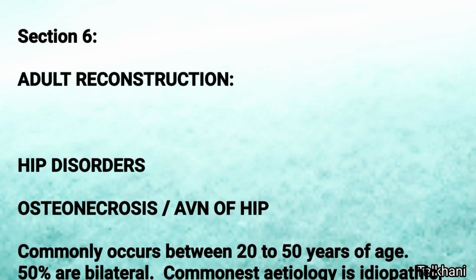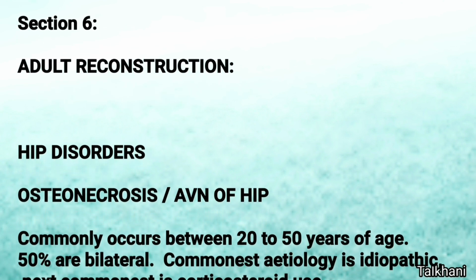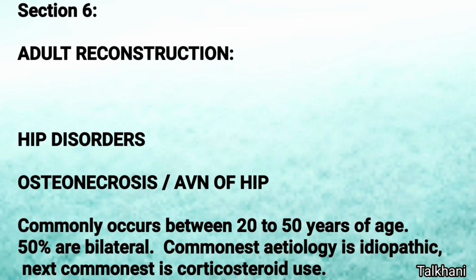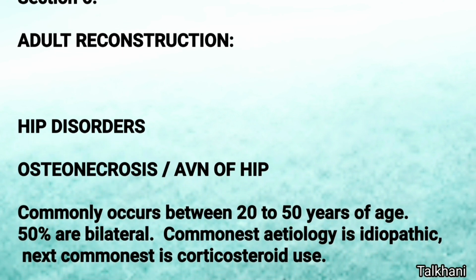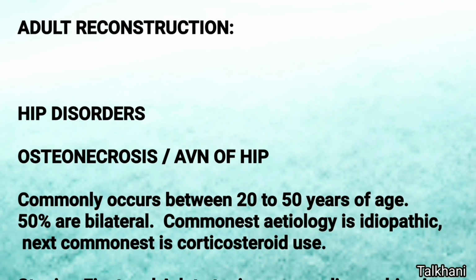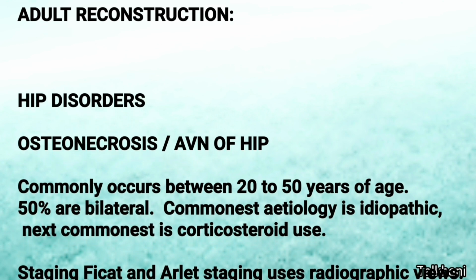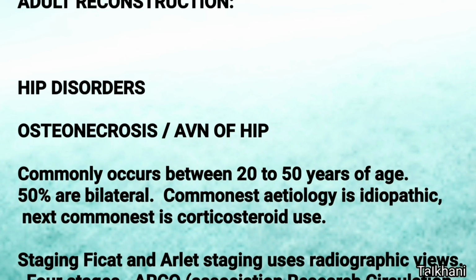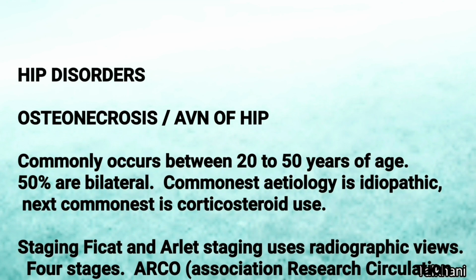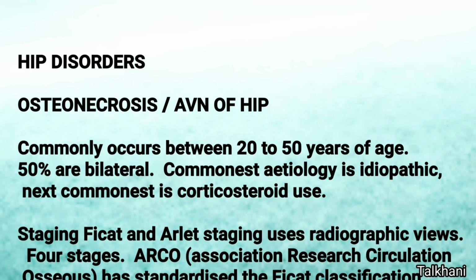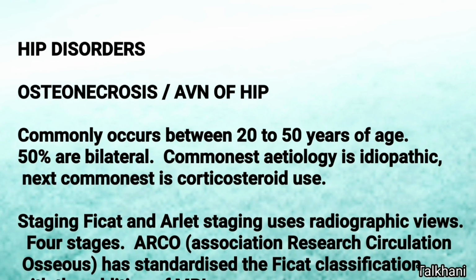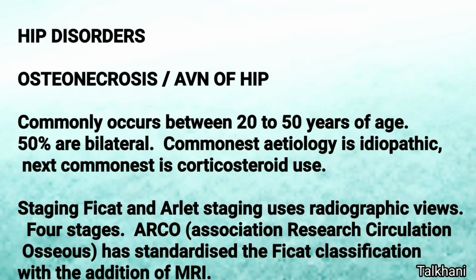Section 6 is on adult reconstruction. Hip disorders. Osteonecrosis or avascular necrosis of the hip commonly occurs between 20 to 50 years of age. 50% are bilateral. Commonest etiology is idiopathic, and next commonest is corticosteroid use.